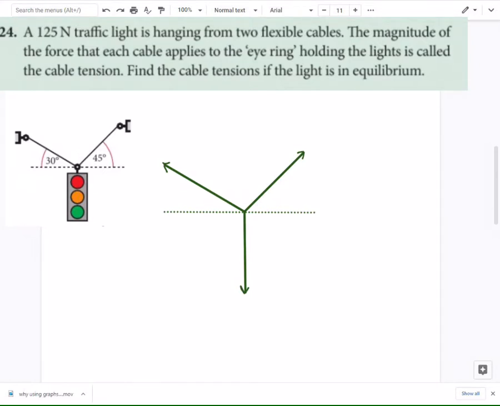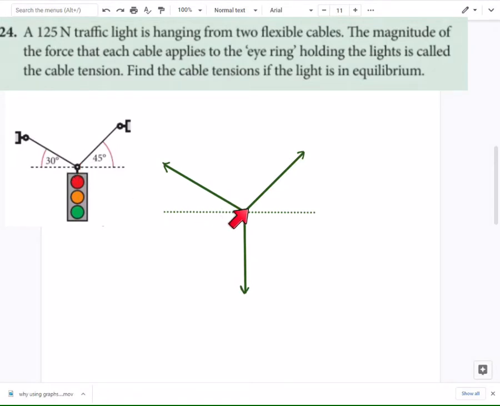So first, to understand the problem, there are two cables holding up a traffic light. It's known that the weight of the traffic light is 125 newtons, in the downward direction. So there's a downward vector, essentially gravity pulling the traffic light down. Of course, the traffic light doesn't fall down because it's held up by two wires.